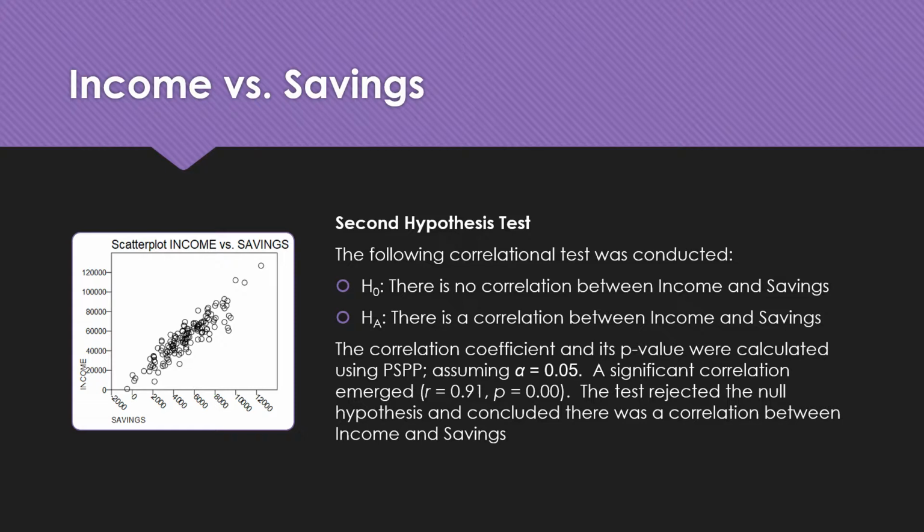Our second test is related to income versus savings. So we're saying in our null hypothesis that there is no correlation between income and savings, and our alternative hypothesis is there will be a correlation between income and savings.